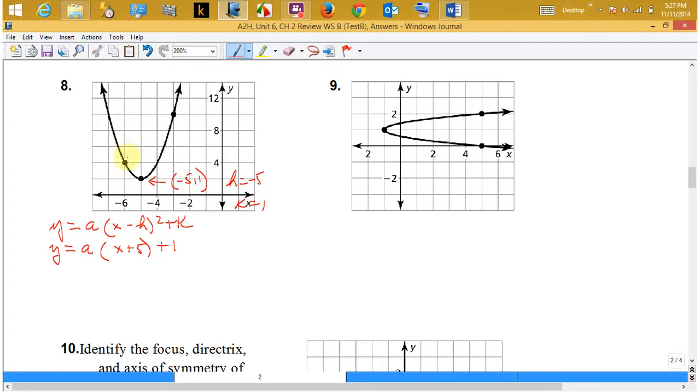Okay, now what I'm going to do is pick one of the points that I have given to me, because that's got to be in this equation. That has to make it true. So I'm going to pick one of the points, plug it in for x and y, and I'll be able to find a. So I'm going to pick this point right here.